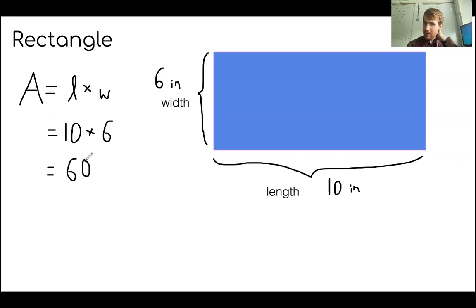A part where a lot of people get tripped up is the units. We're multiplying something that's one-dimensional, a line segment, by another thing that's one-dimensional, another line segment, to get something that's two-dimensional. One dimension times another dimension equals 2 dimensions, so we're going to use inches squared. And we know that the area of this rectangle is 60 inches squared. And that's all it takes to find the area of a rectangle.